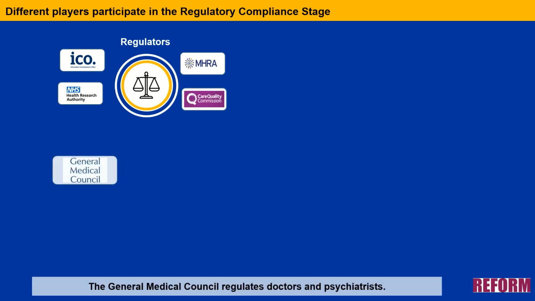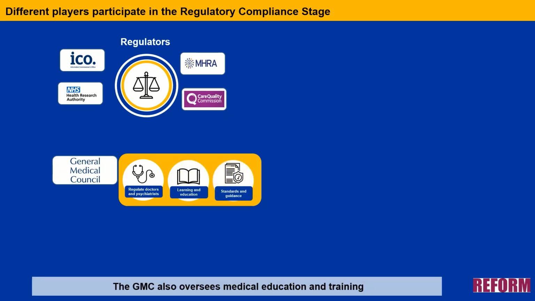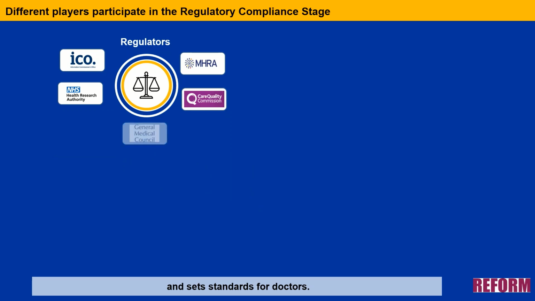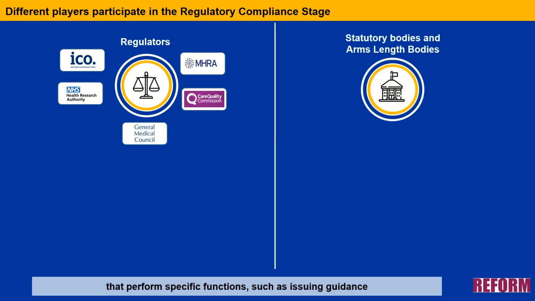The General Medical Council regulates doctors and psychiatrists. The GMC also oversees medical education and training and sets standards for doctors. There are also several statutory and arm's-length bodies that perform specific functions such as issuing guidance and monitoring compliance with the law. There are three main bodies you must consider at this stage.